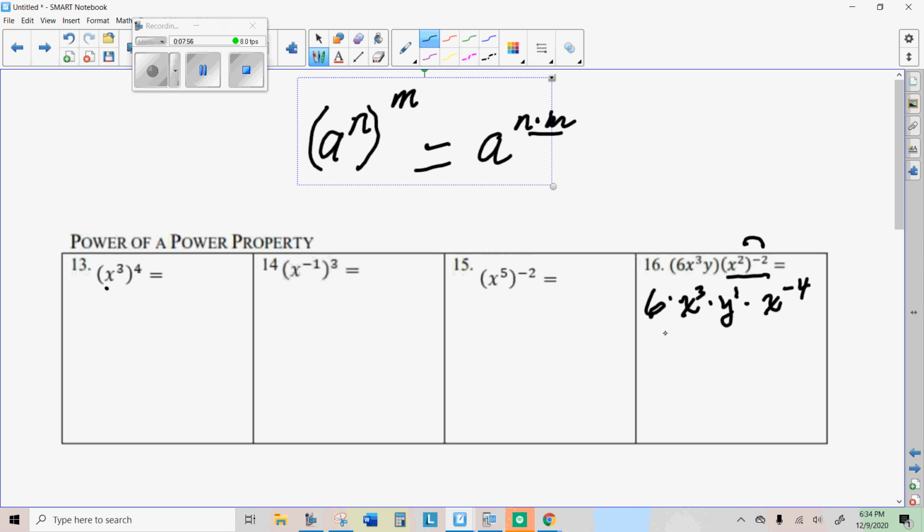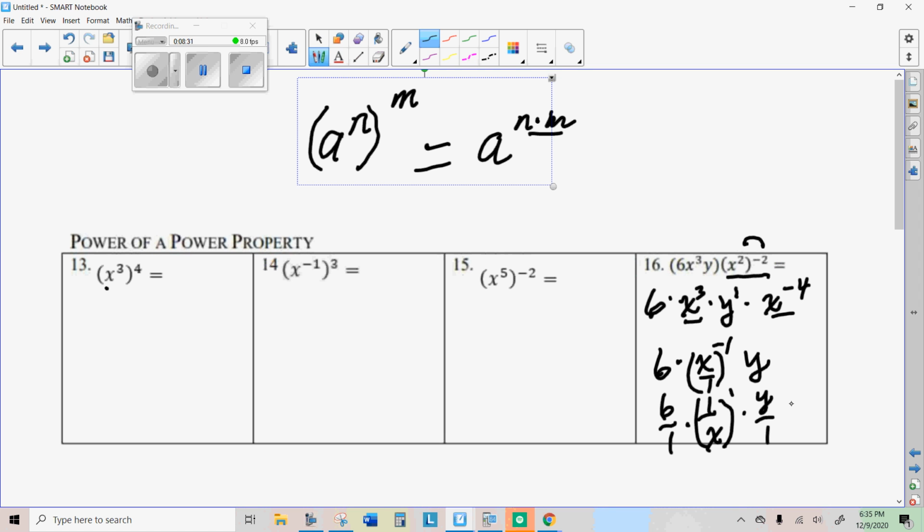All right, now I can use another property here to combine these x's. If you have the same base, you can just add the powers together. So I get x to the negative 1st, and then y to the 1st is just y. Now, we don't want any negative exponents in our answer, so I'm going to do the flipping thing here. Change that to a fraction since we're going to have a fraction. 1 over x to the positive 1st, and then y over 1.